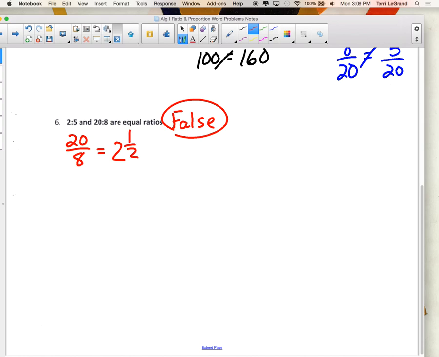Okay. And then you said 2/5. What's that? 2/5. Okay. Is 2.5 equal to 2/5? No. So not equal to. There'd be one way. Come up with another way to disprove that these guys are equal to each other or are equal ratios.